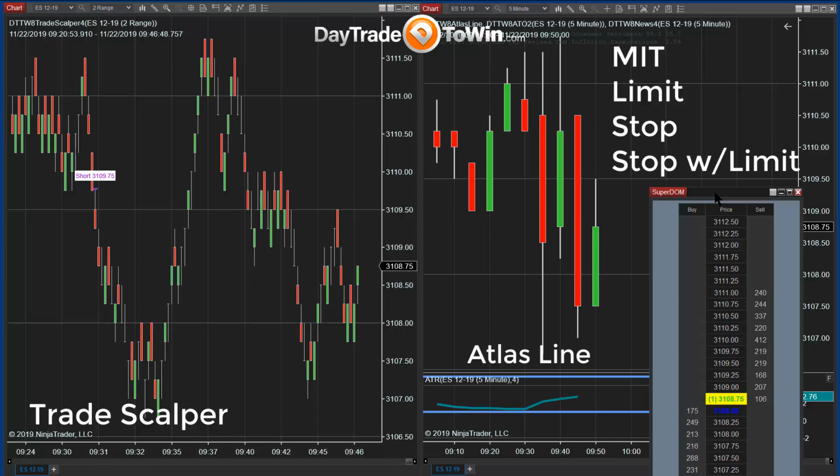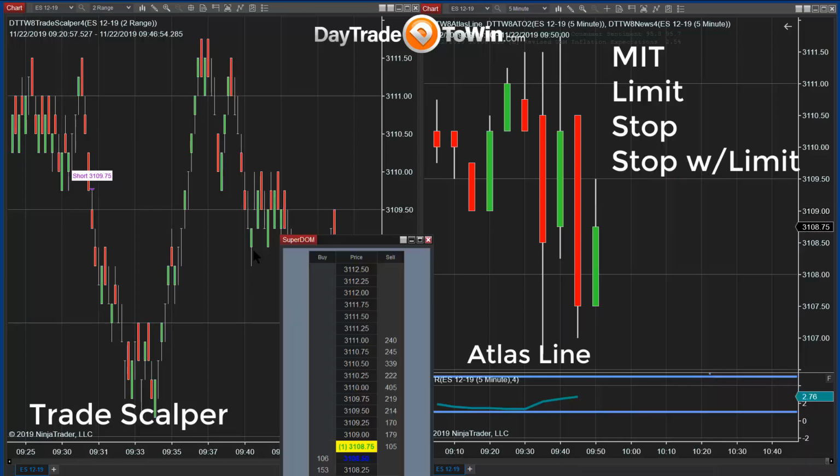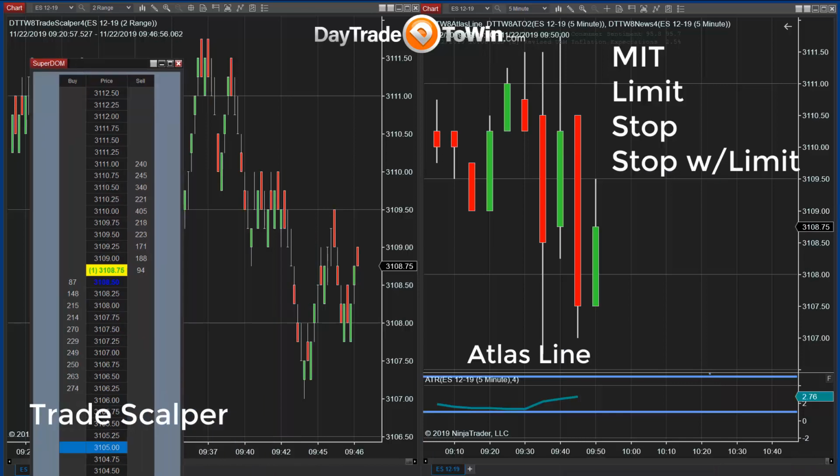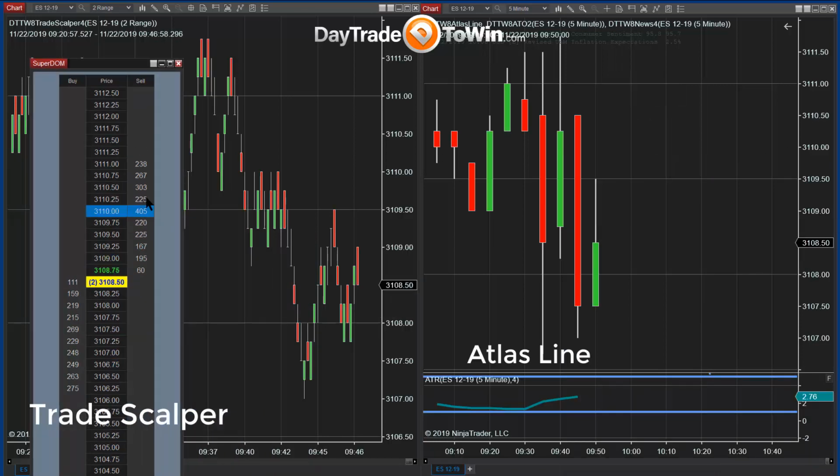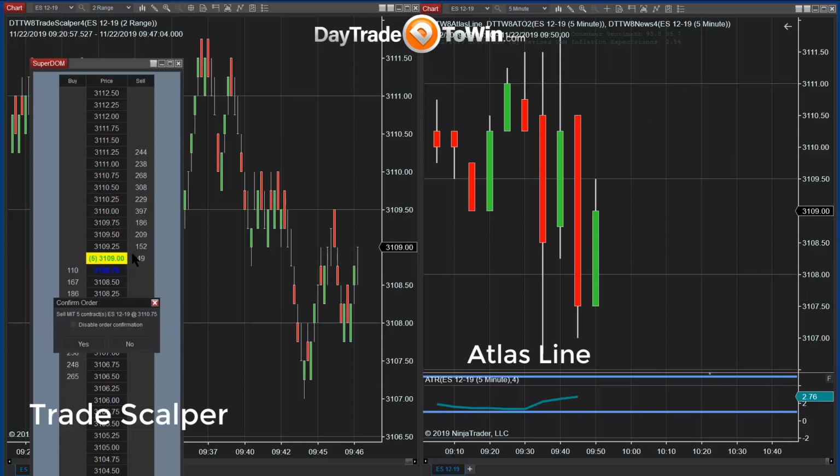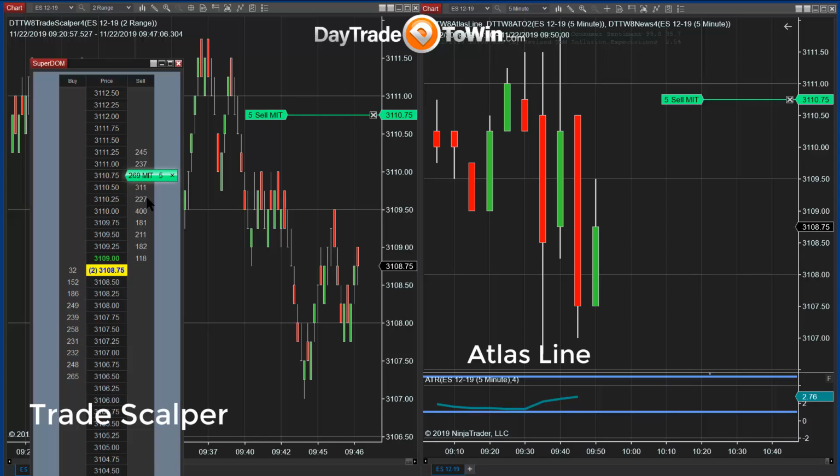So a market if touched order is an order, for example, let me just put this out of the way here, is an order where on the NinjaTrader price ladder, on the DOM here, it is green. So it acts like a limit order. Order submitted. Like this. And once it touches this price, or whatever price you have the order at, it converts into a market order.